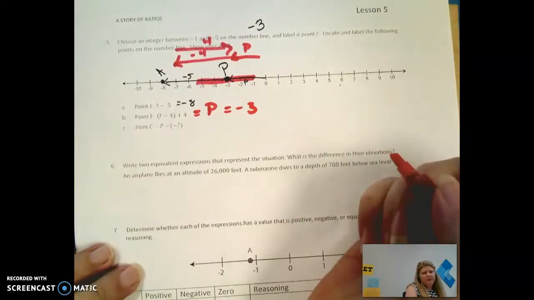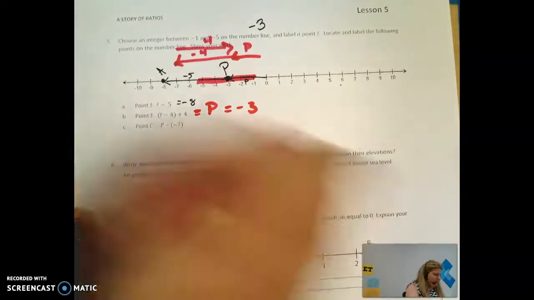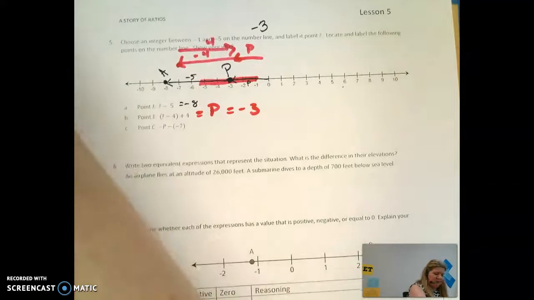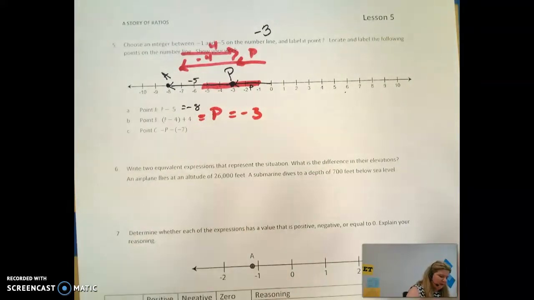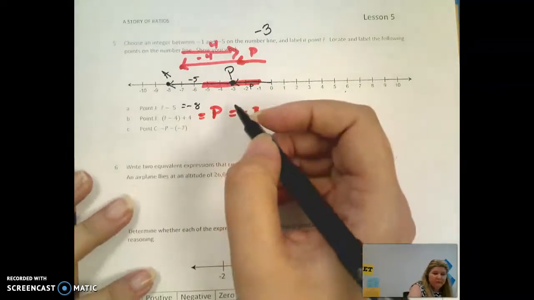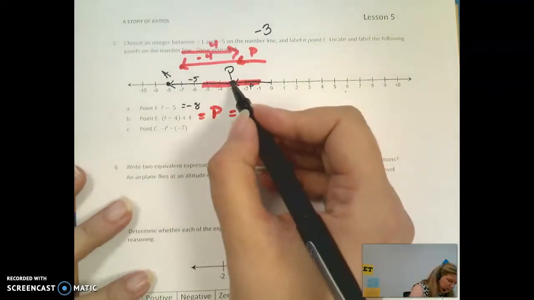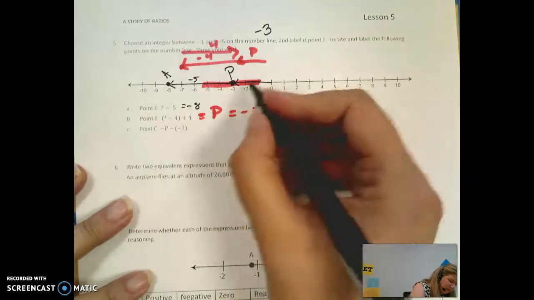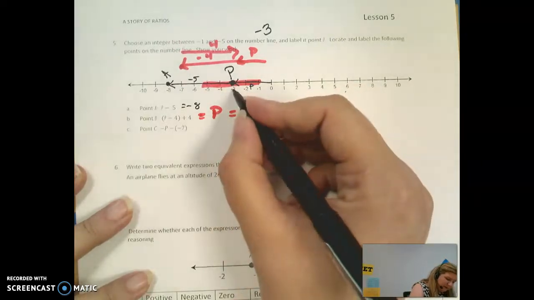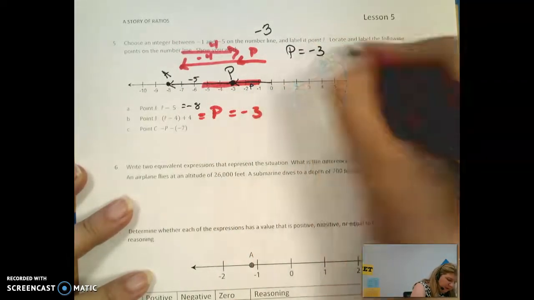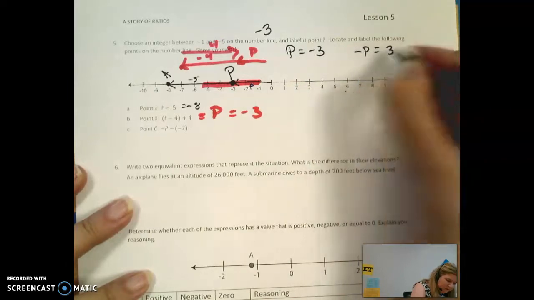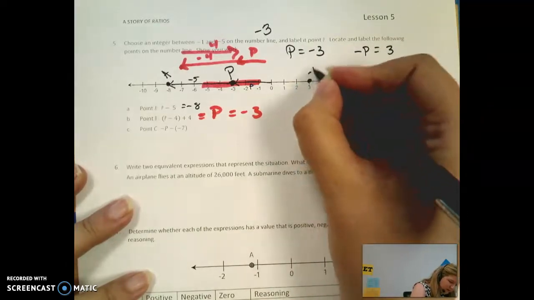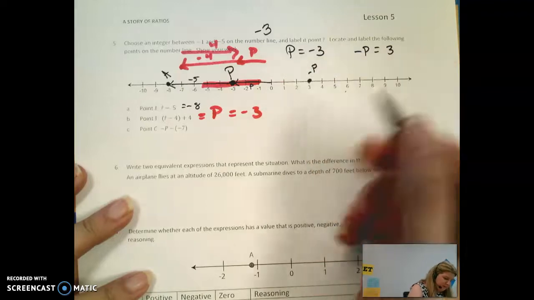Your final answer depends on what you picked for P. So I'll make a table here in a minute and show what the answers would be if you picked a different value for P. Okay, so here is P. The opposite of P, if this is P, is negative 3. Then the opposite of P is 3. So this is negative P, or opposite of P.